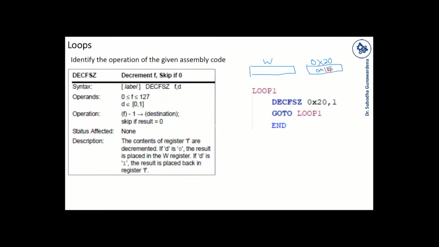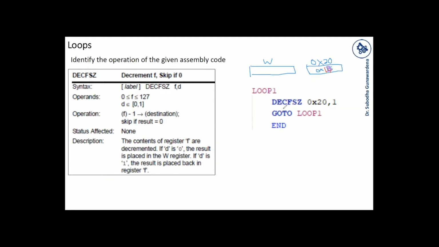No. So it will continue here, go to loop 1, come back here, again decrement 0x20. Now the value is 0x14. If you decrement by 1, the value will now be 0x13. So I'll be storing it in the same register. Now the value is 0x13, right? Is the result 0?